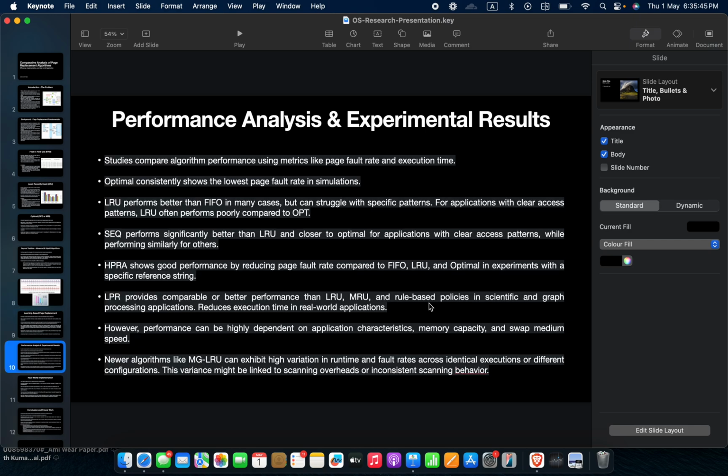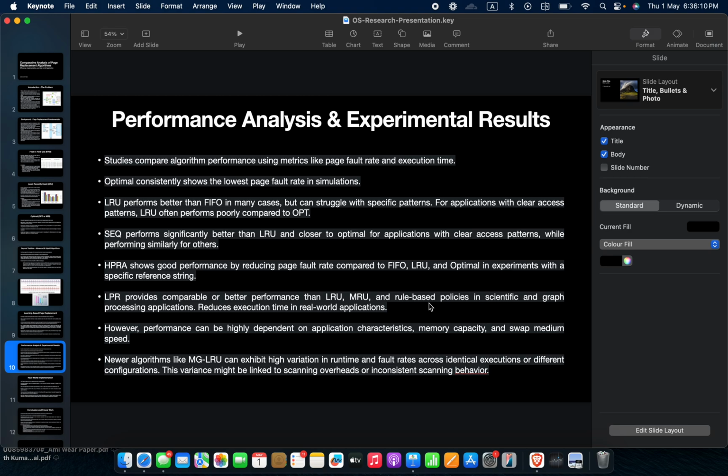And this is the performance analysis. Extensive studies comparing the algorithms reveal several key insights, where we see HPRA shows promising results by reducing page fault rates. However, it's important to note that performance heavily depends on application characteristics like memory capacity and medium speed.